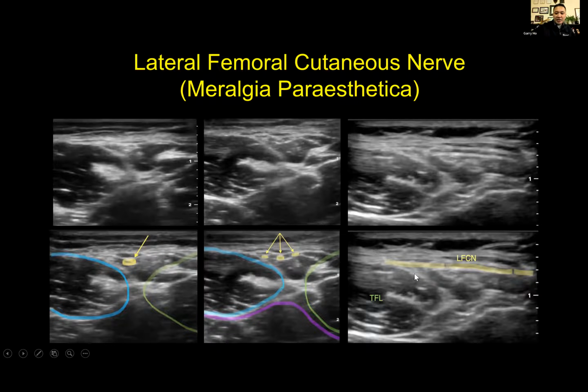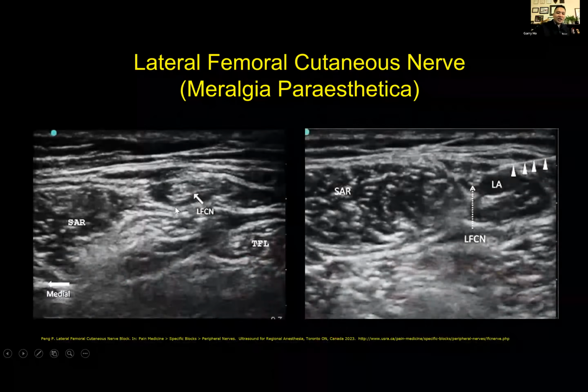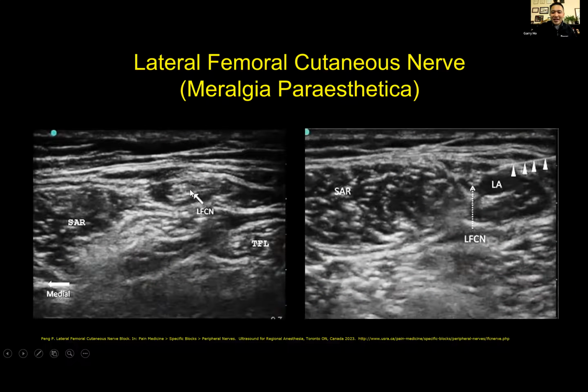You can spin on these and look at them in long axis as well. These nerve branches are much more obvious when they're pathologic. And so you can see they're swollen here. And this is an example of what an in-plane short axis image, in-plane injection might look like when it comes to hydrodissecting the lateral femoral cutaneous.